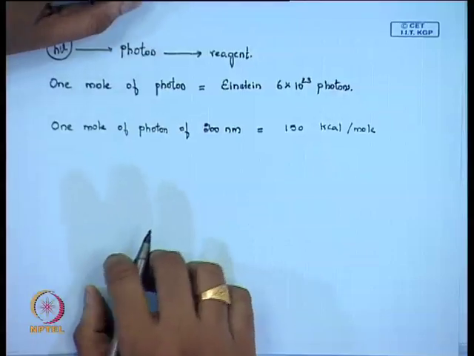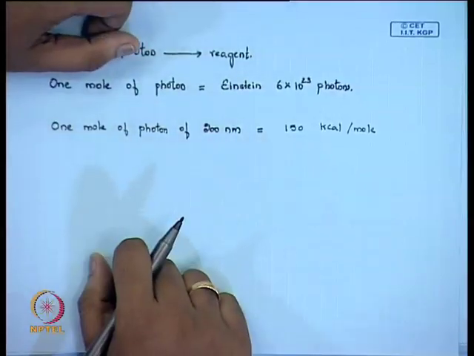If I want to carry out some reactions which need an energy to break a bond of 150 kilocalories per mole, then I will think of doing my chemistry at 200 nanometer. That is, 1 mole of photons of 200 nanometer will give me 150 kilocalories per mole. That much energy I will get.